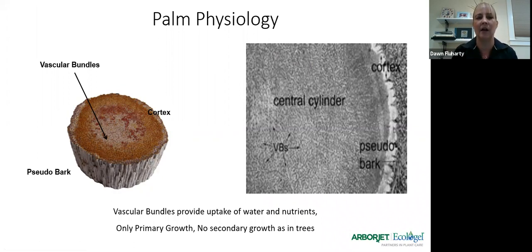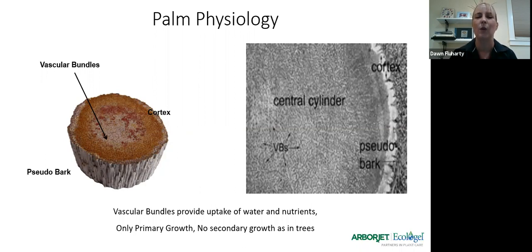I have seen some where there's damage occurring, and so you'll see blocked areas with pseudobark. I think the best one I saw was at the ISA show, and literally it made a peace sign. I'm not sure how they accomplished that, but it looked pretty interesting.